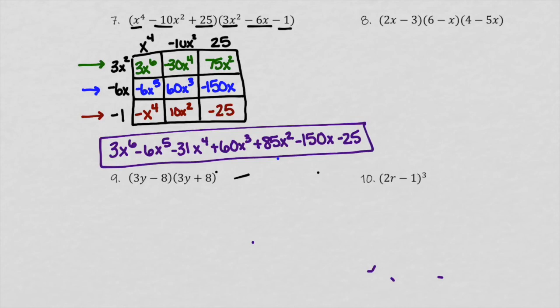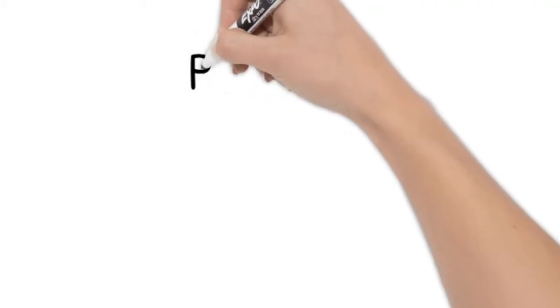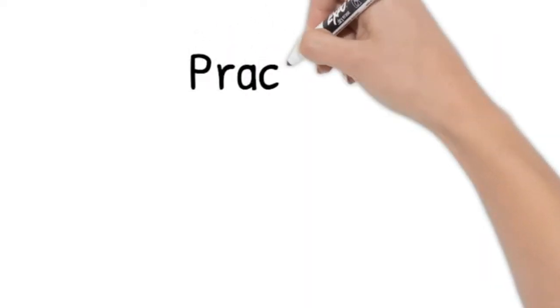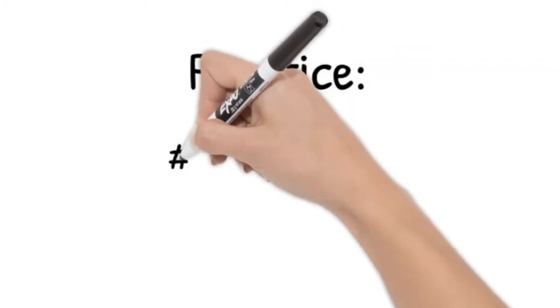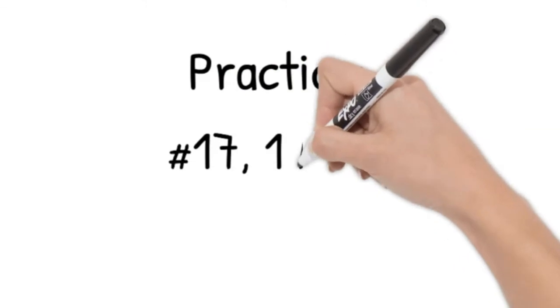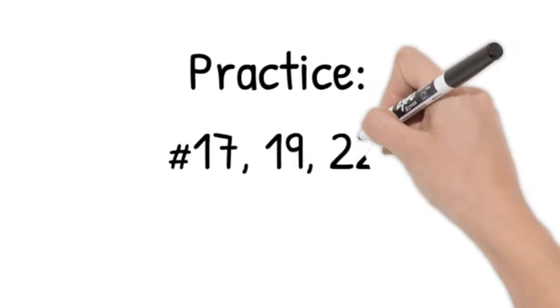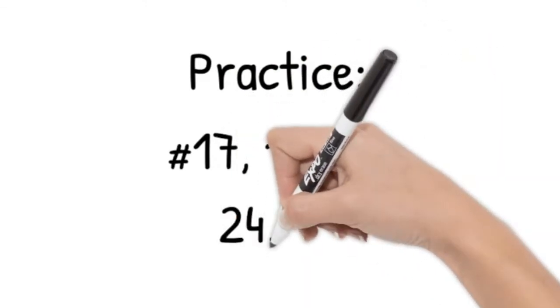So doing the box just kind of cleans it up a little bit, makes it easier. And we're going to stop the notes here and continue the rest of the multiplication on the next video. So now you can go to your practice and do problems number 17, 19, 22, 24, and 25.